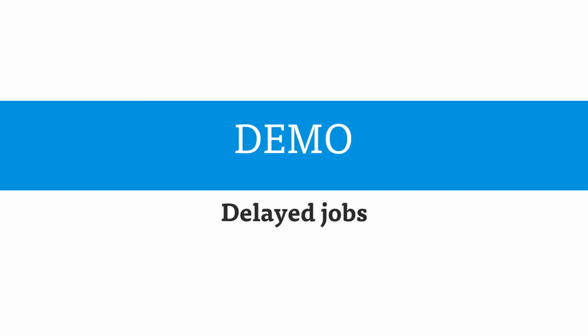Now that you learned how to create a fire and forget job, which is a job that is processed a single time, let us create a delayed job. And a delayed job is like a fire and forget job, but we get to define when the job is processed. So let's go to Visual Studio and see this in action.